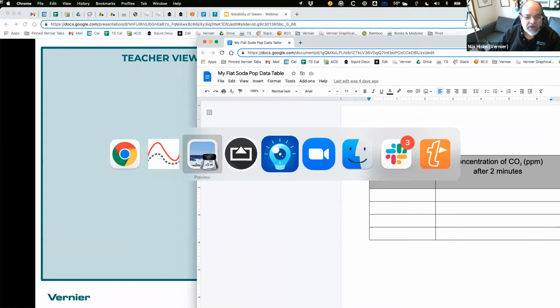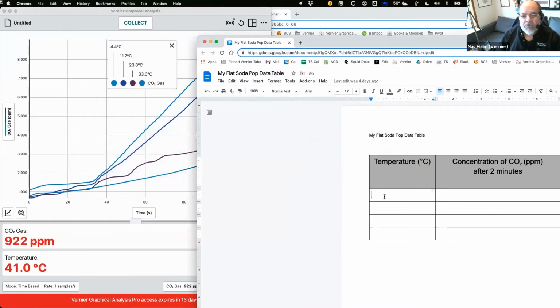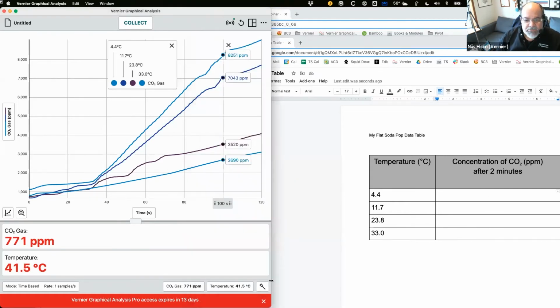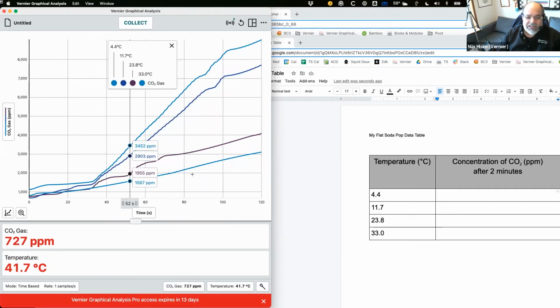Okay, and I'll get my graphical analysis. And so we know that our temperatures were 4.4 degrees, and what was the other one? 11.7 degrees. We'll use this chart in just a minute for the manual entry. And then what was the last one? 33 degrees. Now, concentration of CO2 after 2 minutes. Let's go to the graphical analysis graph. Pretty easy. You tap on the graph to analyze, do an instant, we call it examine.